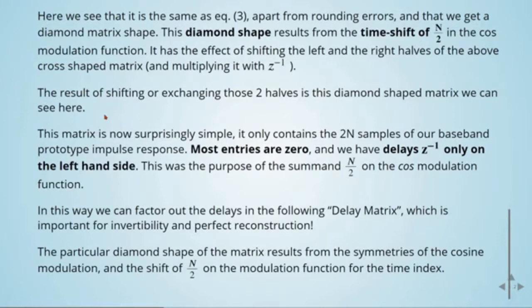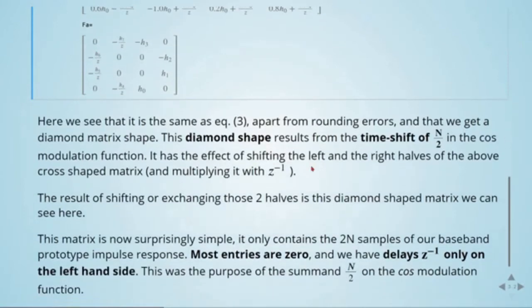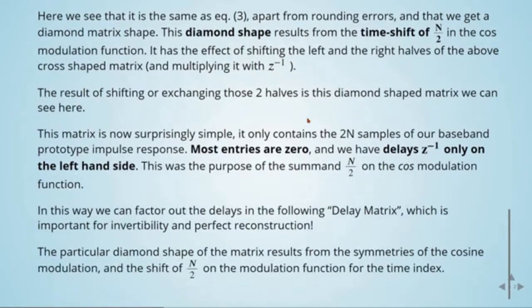This matrix is now surprisingly simple. It only contains the two types of capital N samples of our baseband prototype impulse responses. Most entries are zero, and we have delays of z to the power of minus 1 only on the left side. We have z to the power of minus 1 here on the left side. And this was the purpose of the shift of capital N divided by 2 in the cosine modulation function. In this way, we can factor out the delays using what we will call a delay matrix, which is very important for invertibility and perfect reconstruction. The particular diamond shape of the matrix results from the symmetries of the cosine modulation and the shift of capital N divided by 2 on the modulation function for the time index.